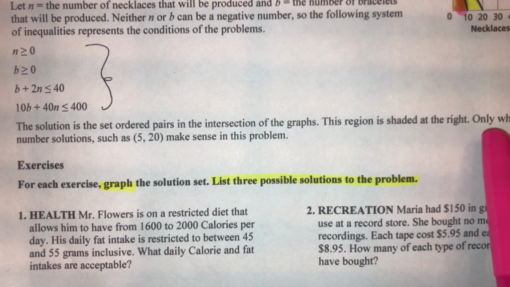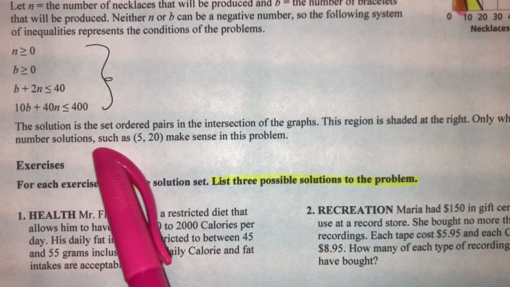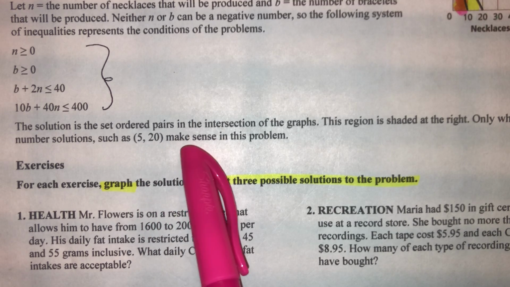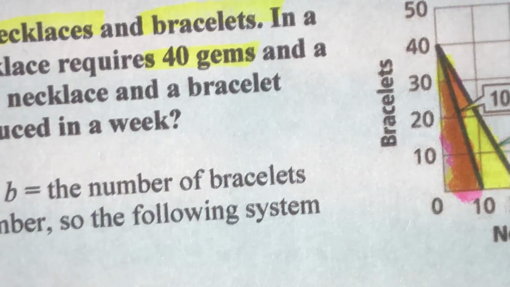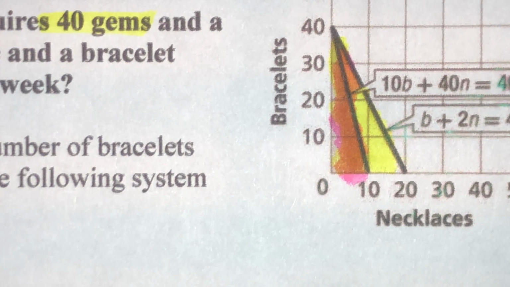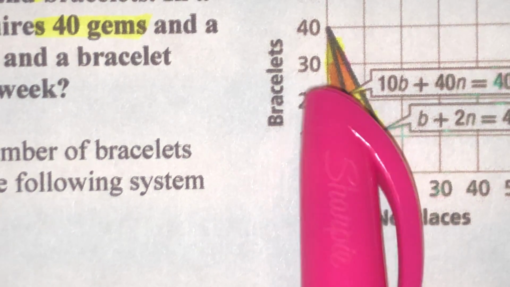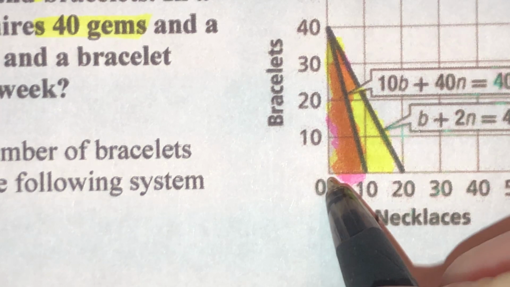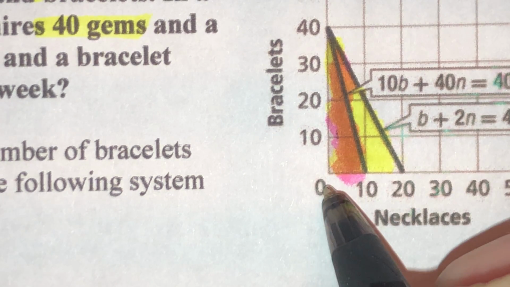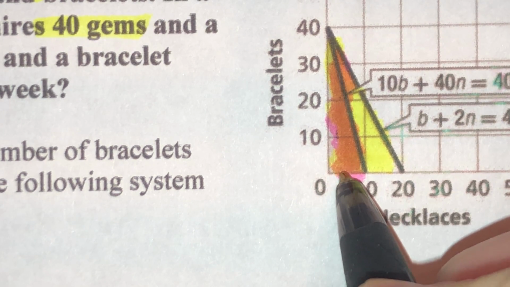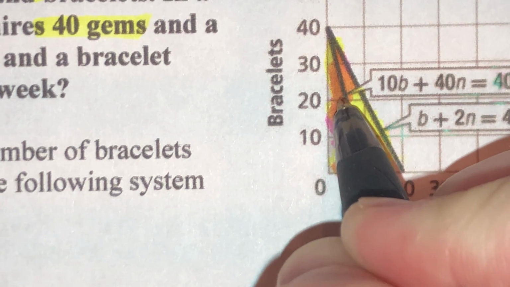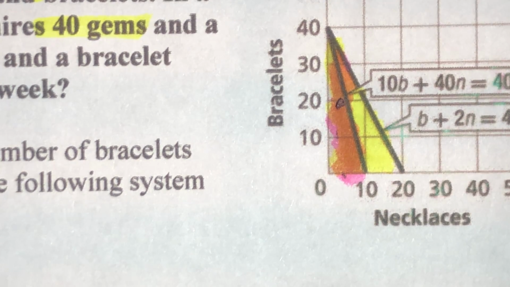The region is shaded at the right. Only whole number solutions such as 5, 20 make sense in the problem. So you can name any ordered pair in this little pink region that consists of whole numbers. So we can't say 10.2, 3.8, or whatever. We can pick a number in here, like they picked 5, 20. So 5 would be halfway, 20 would be right here. That makes sense. It's in the pink region. It's whole numbers. That makes sense.